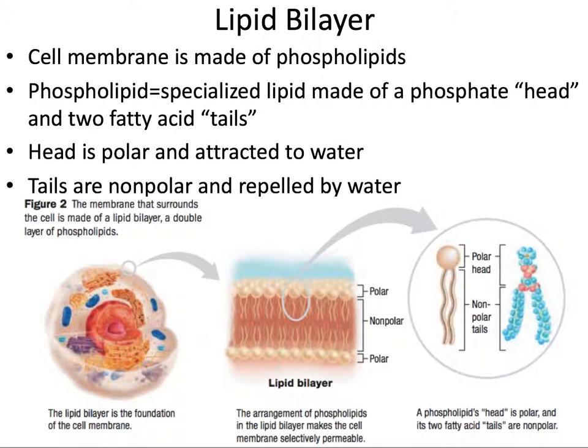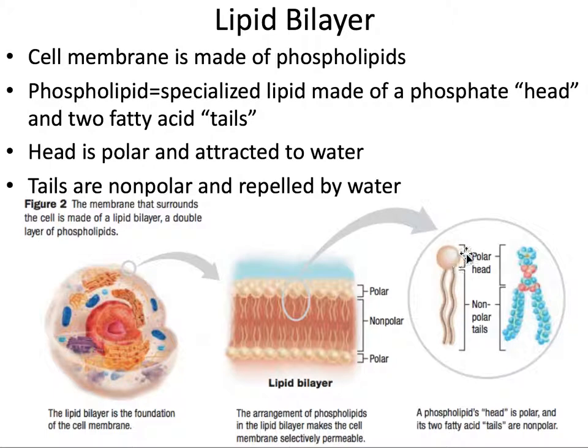As you recall, it is made up of a lipid bilayer. Lipid is another word for fat, and bi means two. So the cell membrane is two layers of fat. And those layers are made up of structures called phospholipids. This is a phospholipid right here. It's got a head and it has two tails.